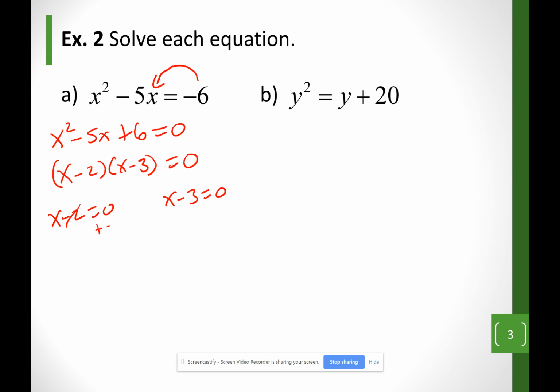On my first one, let me add 2. So I get that x is equal to 2. On the second one, let me add 3. So I get x is equal to 3.